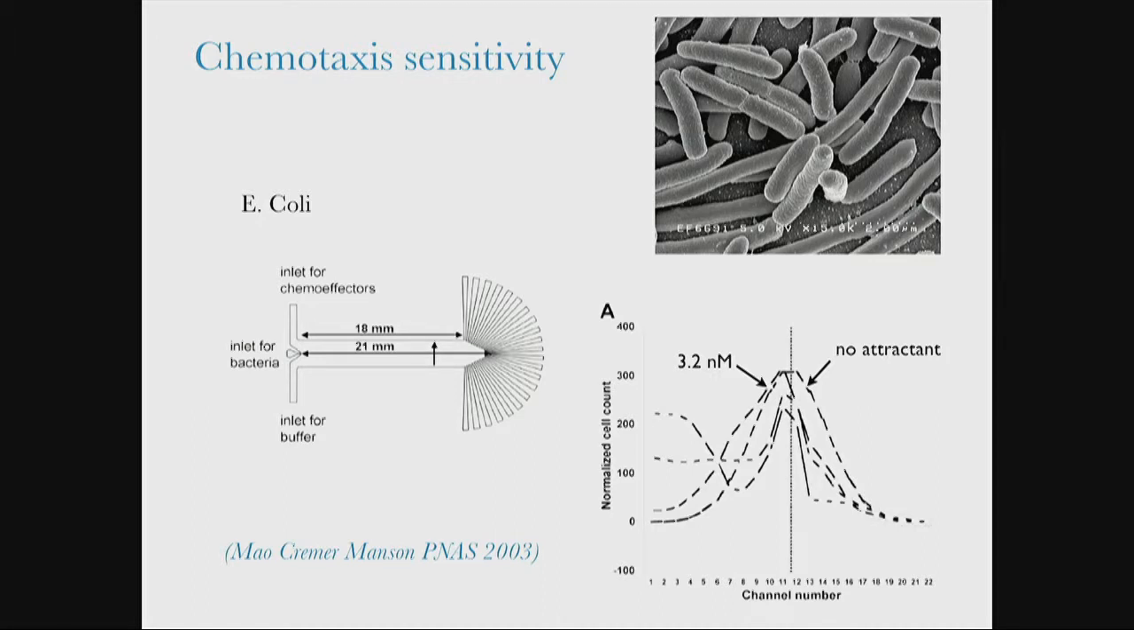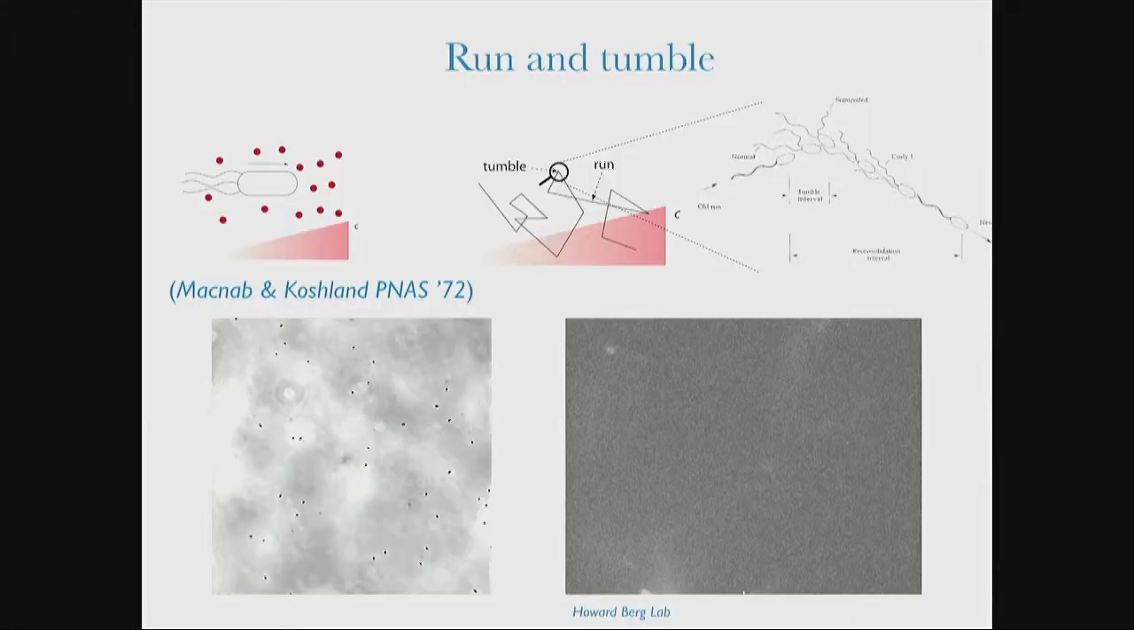So the strategy it actually uses is the one that somebody said, and it's using a run and tumble strategy. So the way the bacteria will sense the gradient is by moving, right?